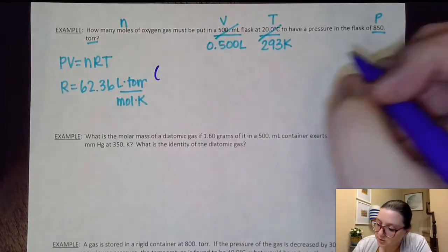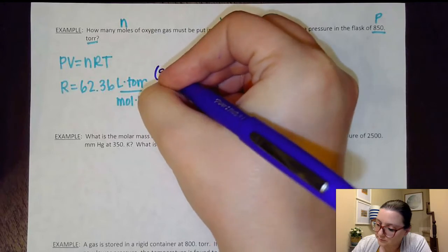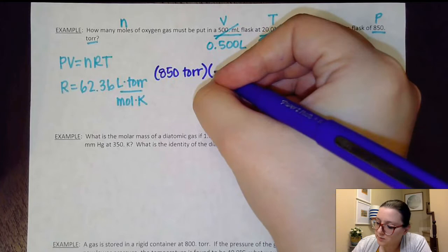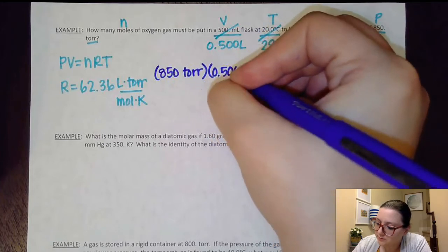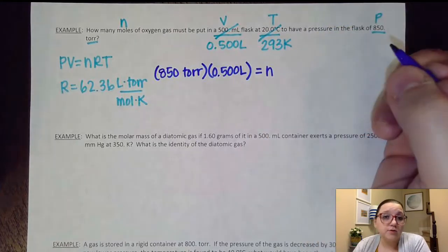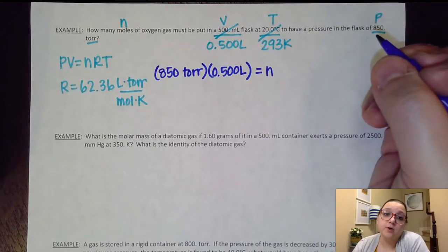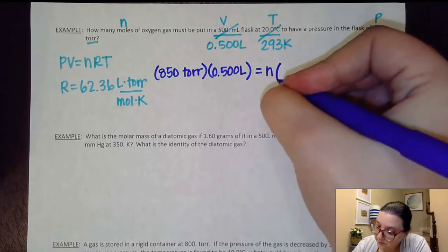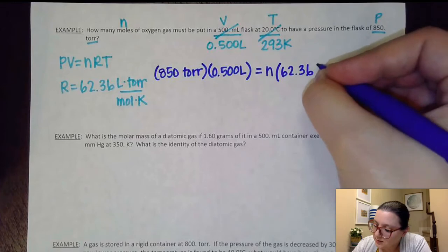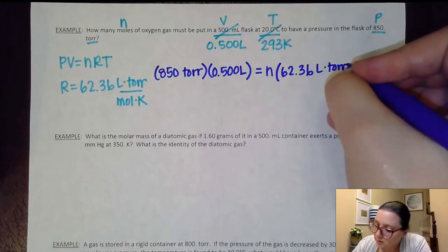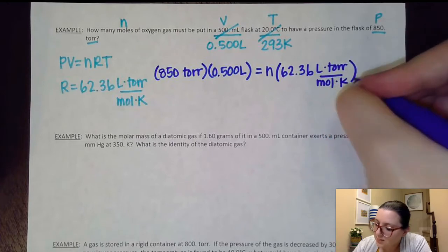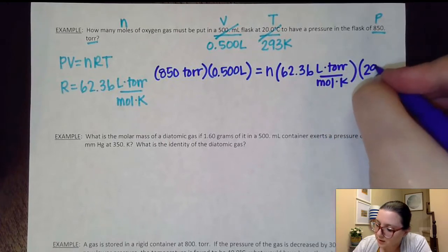Again, my pressure is going to be 850 torr. My volume is 0.5 liters. My N is what I'm solving for, so if it makes you feel better about solving algebra, you could always put X there. My R is 62.36 liters times torr over moles times Kelvin. And then my temperature was 293 Kelvin.